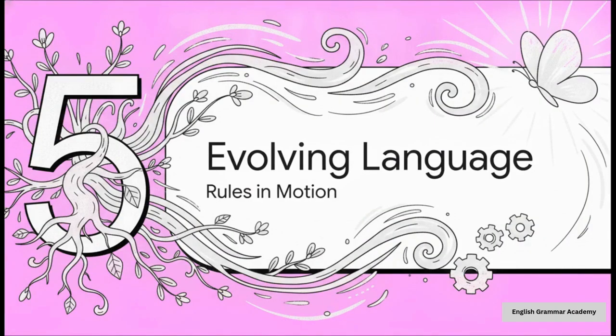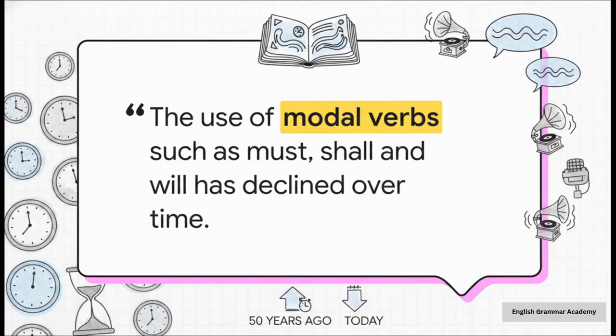Finally, we arrive at Section 5, the evolving language, or rules in motion. Now, it's super tempting to think of everything we've just covered as this rigid, unchangeable mathematics, but English isn't just a static box of tools. It's a living, breathing system.